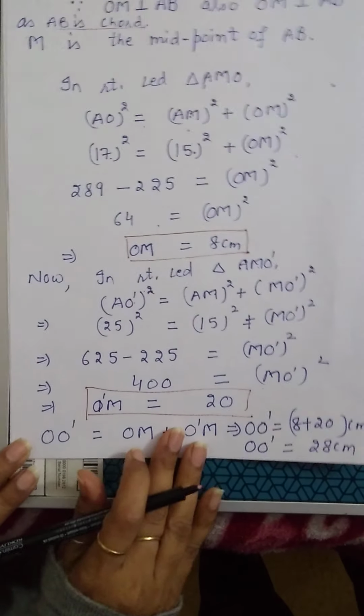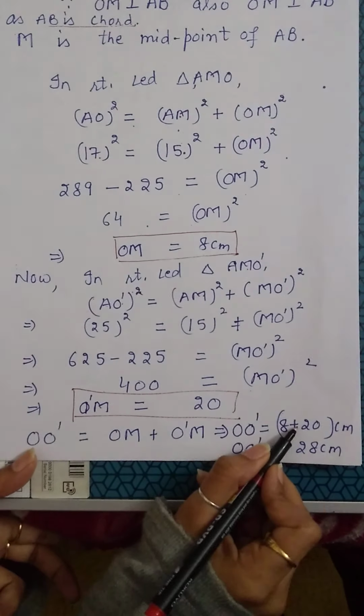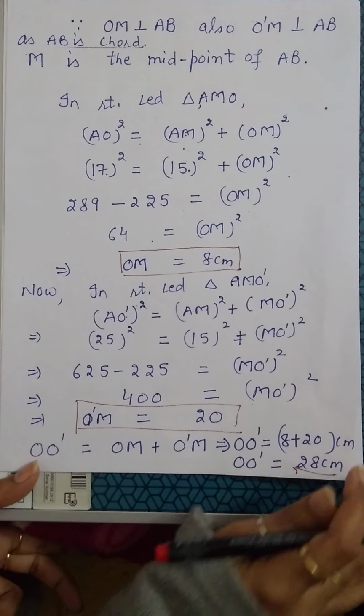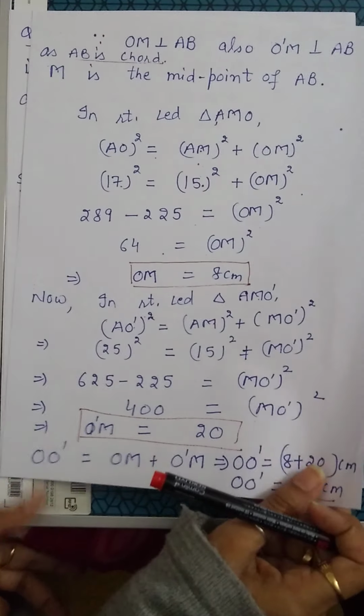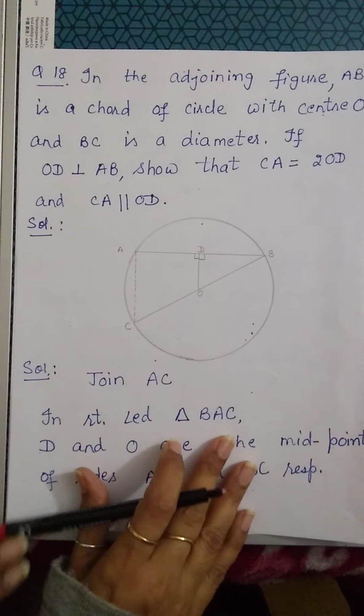Now OO dash is equal to OM plus O dash M. That means 8 plus 20 centimeter, and we get this as 28 centimeter. So the distance between the two centers is coming out to be 28 centimeter.